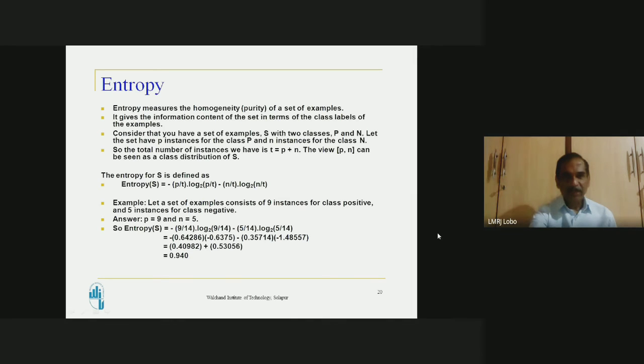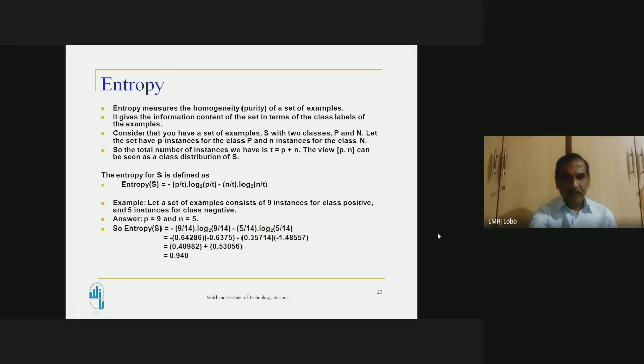It gives information content. When we consider a set of samples, you would have these samples to be put into classes. Here we consider two classes, and we consider the probability of the instances of the classes to be capital P and n instances of the class to be capital N. So the total number of instances we have is small p plus small n, which is t. And we are going to do all calculation based on probability.